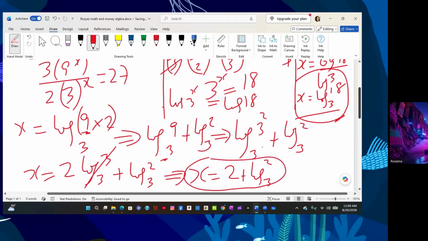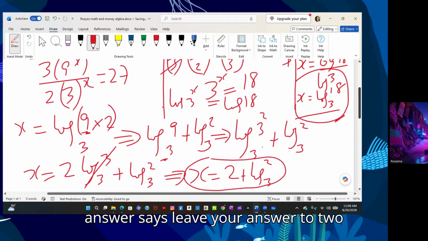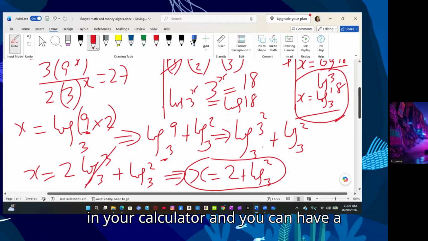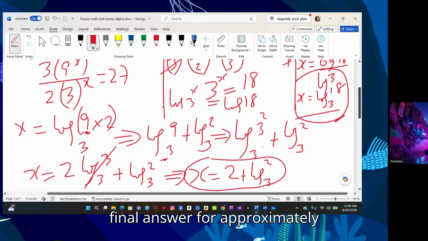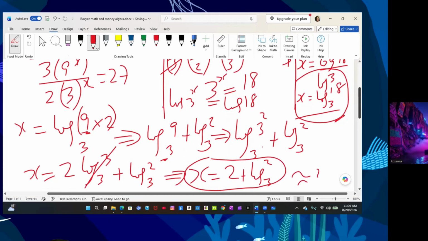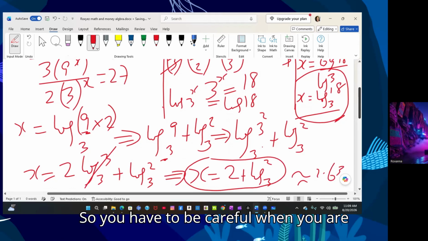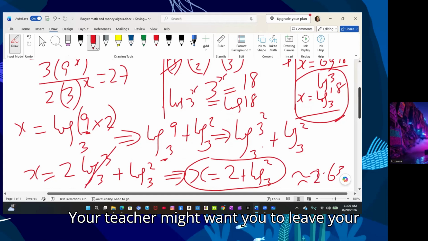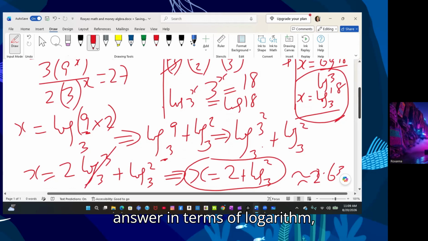Well, suppose the question says leave your answer to 2 decimal places. Then you have to put this in your calculator. And you can have a final answer of approximately 2.63. So you have to be careful when you are solving a problem. Your teacher might want you to leave your answer in terms of logarithm, exact form, or in decimals. So whatever you're told to leave, you should be able to do that.